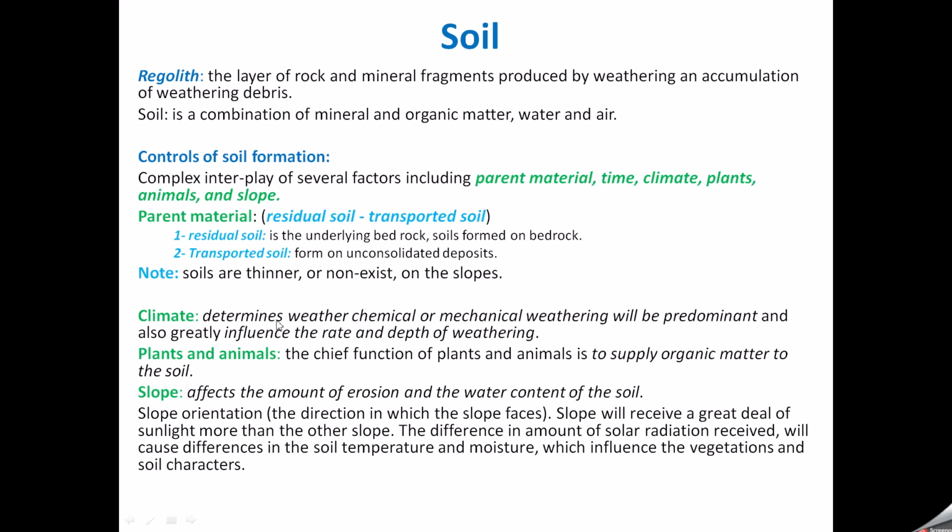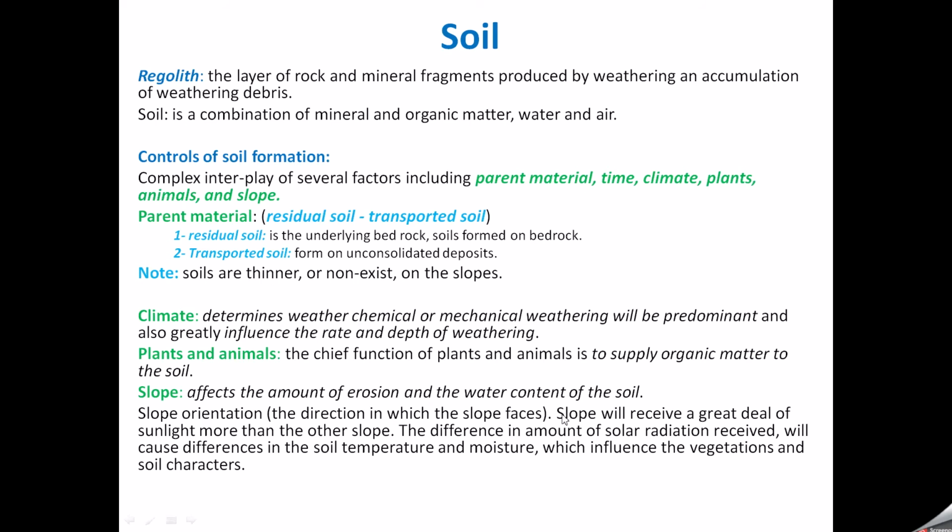The climates. Climate determines whether chemical or mechanical weathering will be predominant and also greatly influences the rate and depth of weathering. As we said, if it's a humid climate, it has moisture, so we will have chemical weathering dominant. If it's dry, we'll have mechanical or physical weathering as the dominant weathering factor.